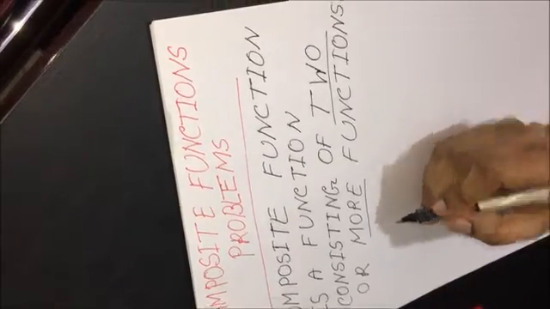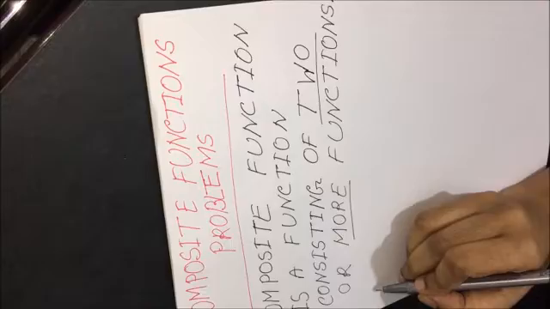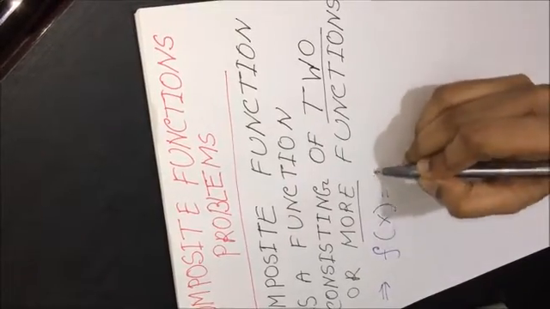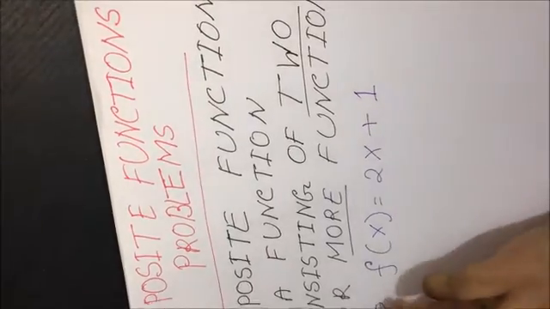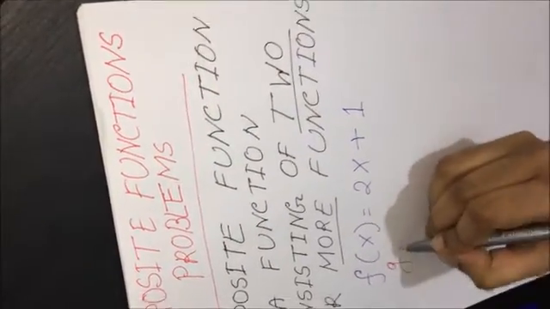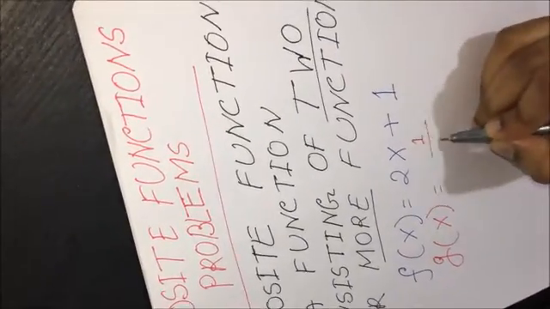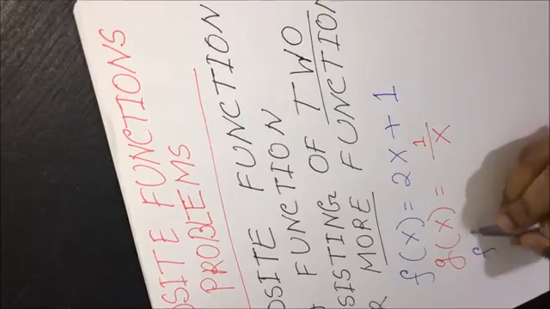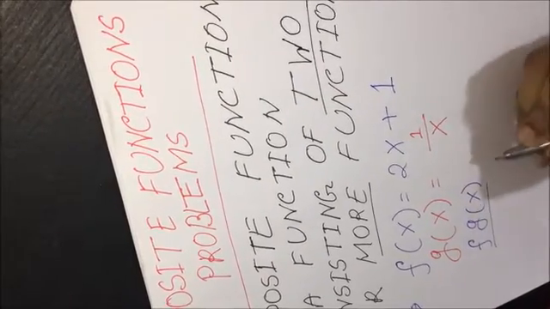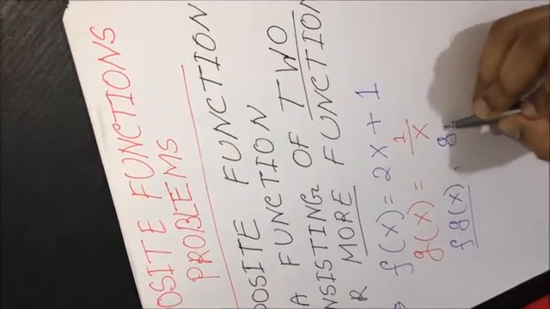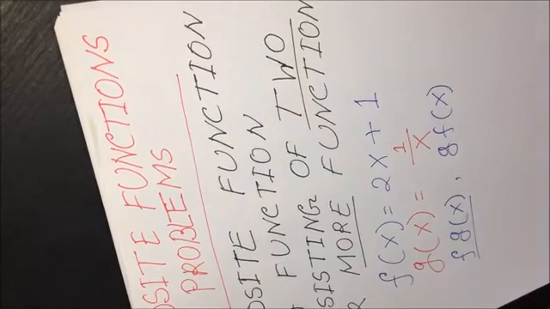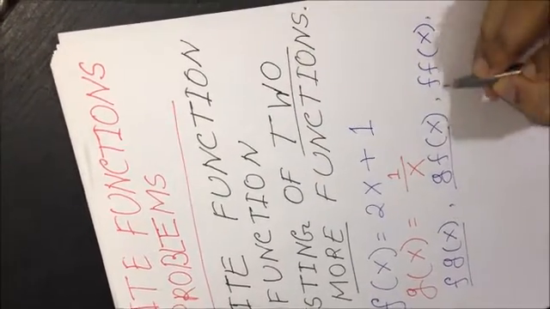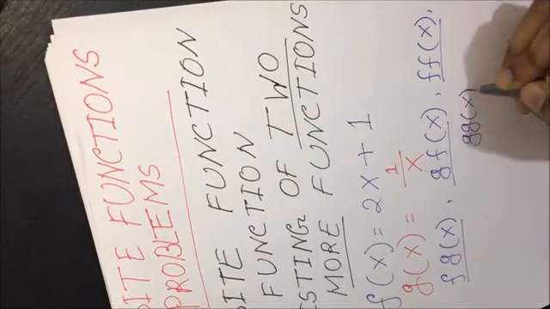How do I know that it's a composite function? Let's start with two simple functions. Let f of x be 2x plus 1, and the other function g of x be 1 over x. Now, if I write down f g x, that's a composite function. Or if I find g f x, that is also a composite function. Or f f x, that is also a composite function. And g g x, that is also a composite function.